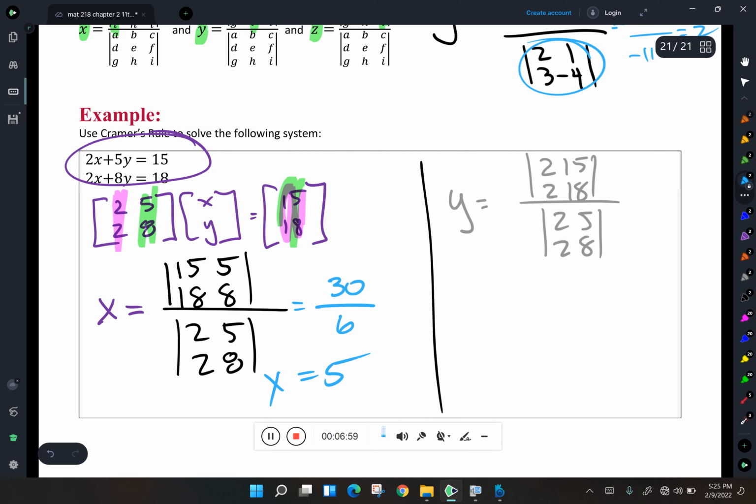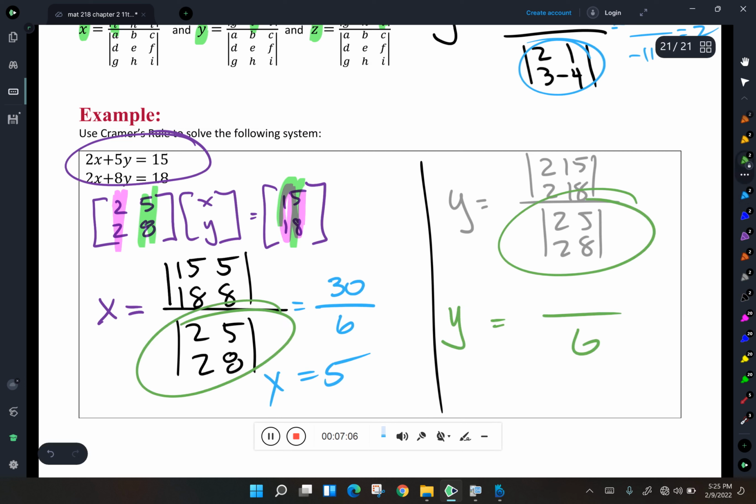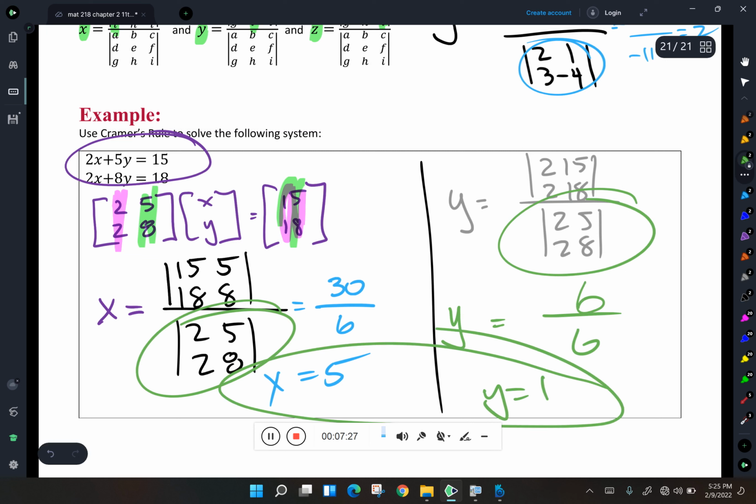And then I'll do the same thing over here for y. Okay. I know the denominator is going to be 6 because this is the same as that. I just got to figure out the upstairs. I have 2 times 18 minus 15 times 2. Bing. That gives me 6. 6 over 6 is 1, so that means that y is equal to 1. And so then the solution for my system is 5, 1. X is 5, y is 1.